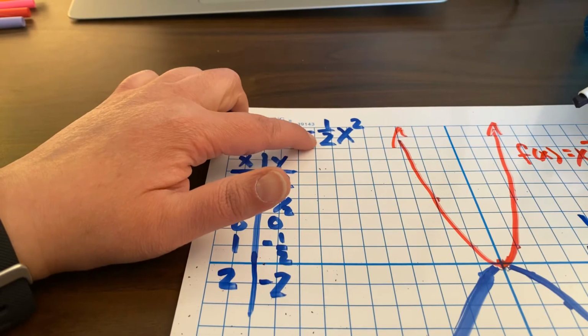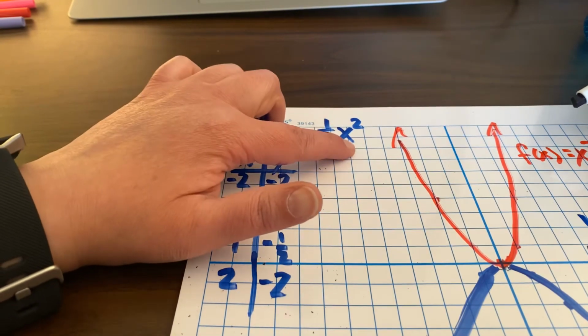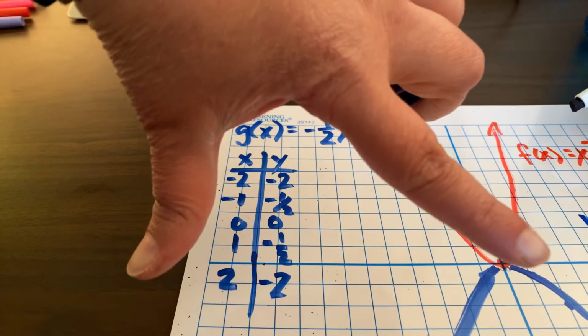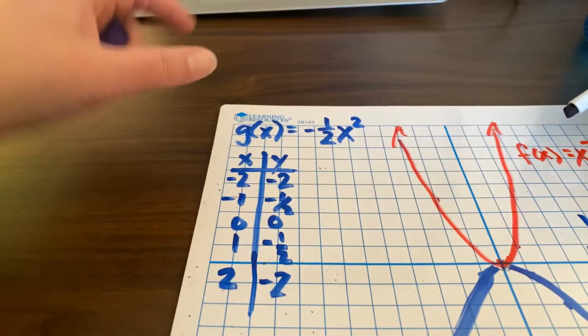So this negative here should tell us, well, let's consider the x squared tells us it's a parabola. The negative in front means it opens down, right? Positive opens up, negative it opens down.